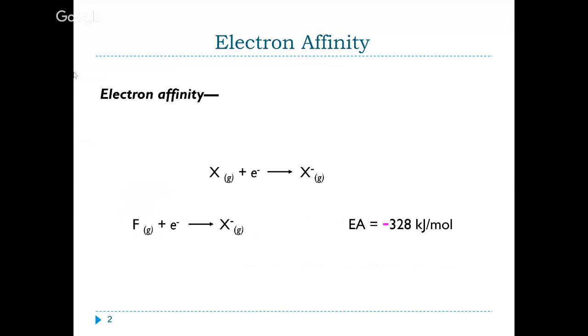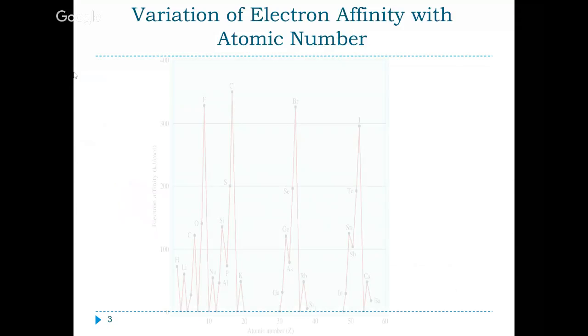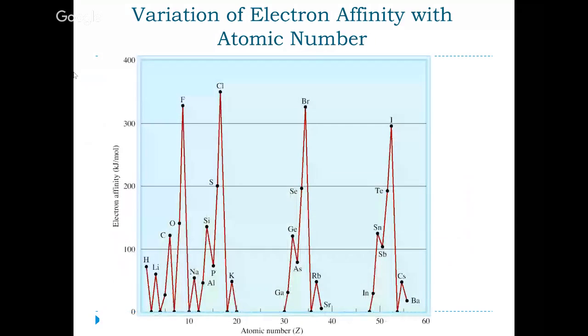So for example, when fluorine accepts an electron, it gives off 328 kilojoules of energy. If oxygen accepts an electron, it gives off 141 kilojoules of energy. So elements that like to accept electrons are going to give off energy because it is a favorable process. They're becoming more stable. Elements that do not want to accept electrons will not. In looking at our trends, we can see that our highest electron affinities are associated with our halogens, giving off the most amount of energy.